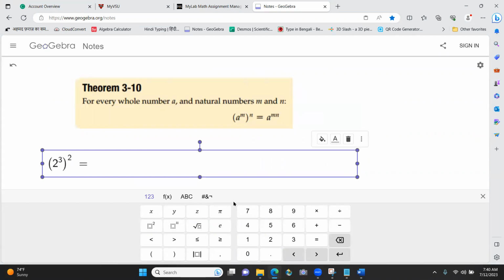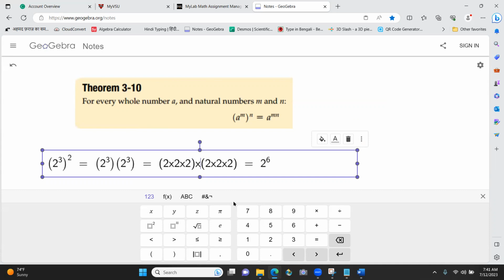Remember that by the definition of power, we can write this, right? 2 to the third raised to the power 2 means 2 to the third times 2 to the third. Now, 2 to the third is 2 times 2 times 2. And 2 to the third is 2 times 2 times 2. And that turns out to be 2 to the 6th. And that's why you can simply multiply the powers.